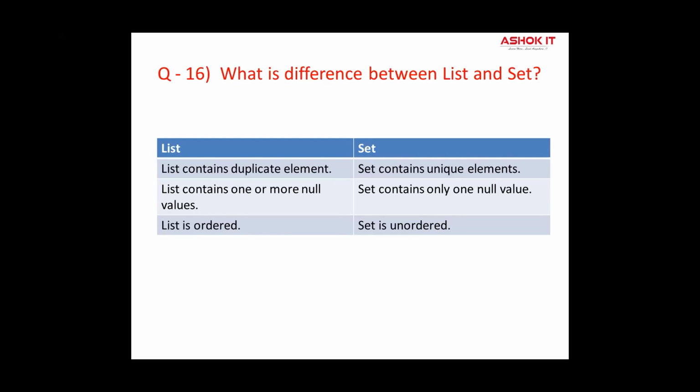The list implementation classes are LinkedList and ArrayList, and the set implementation classes are TreeSet, HashSet, and LinkedHashSet. So list is used when we want to frequently access the elements by using the index, and set is used when we want to design a collection of distinct elements.